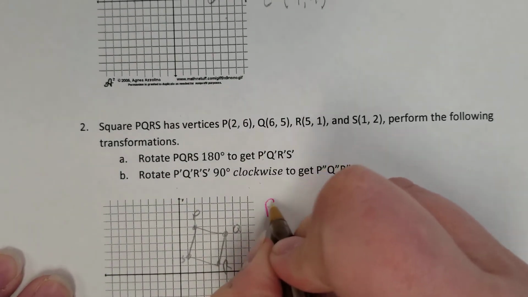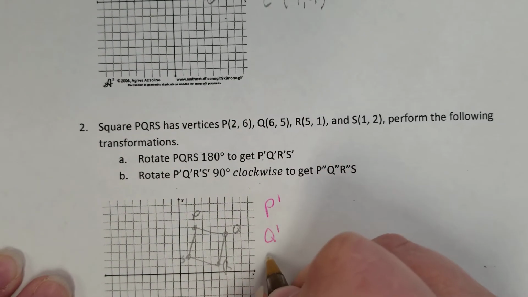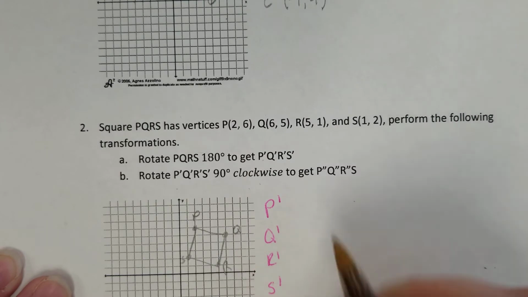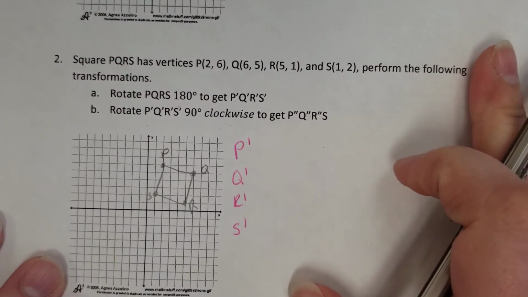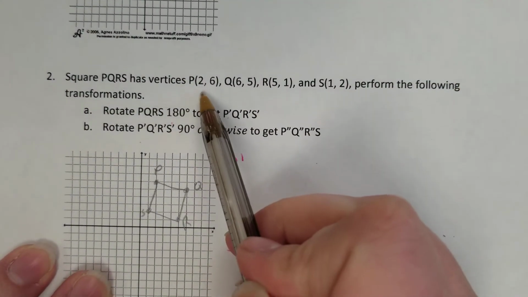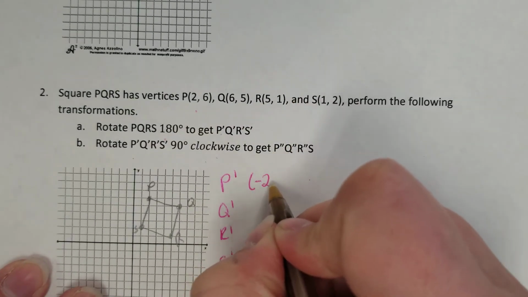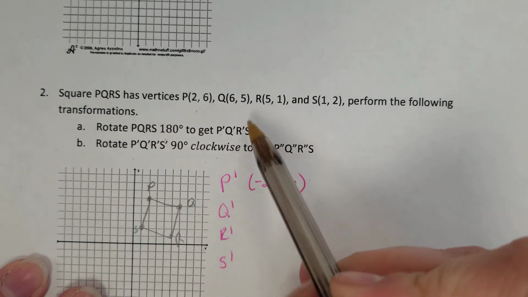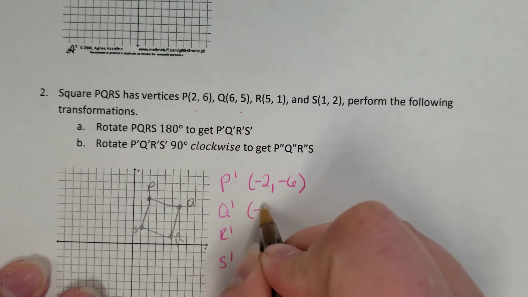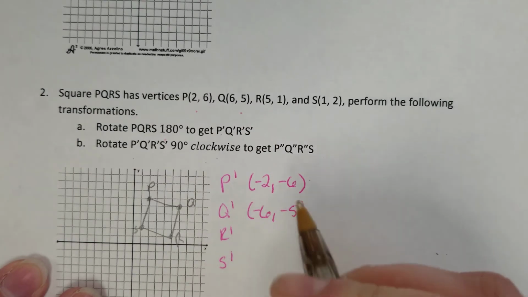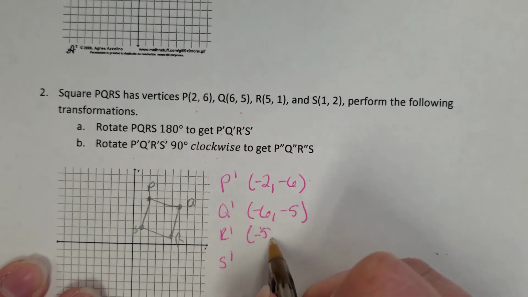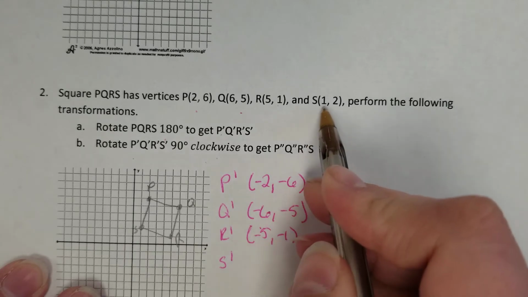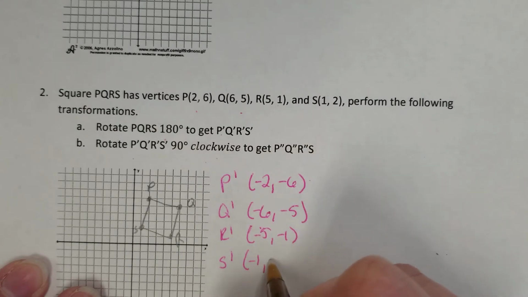So we're going to start with P prime, Q prime, R prime, and S prime. So to rotate 180 degrees, remember our rule was to change both signs. So up here, P is (2, 6), so P prime is going to be (-2, -6). Q is (6, 5), so we're going to make this (-6, -5). R is (5, 1), so R prime is (-5, -1). And S is (1, 2), so S prime is (-1, -2).